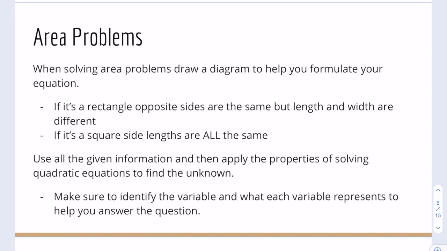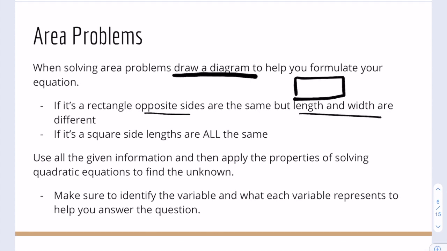When it comes to solving area problems, you always want to first draw a diagram. So if it's a rectangle, make sure that the opposite sides are the same, but the length and the width are different. So this is a rectangle. If it's a square, make sure all the side lengths are the same, and you can use a symbol like one little tick mark to make sure that you know that the sides are the same.